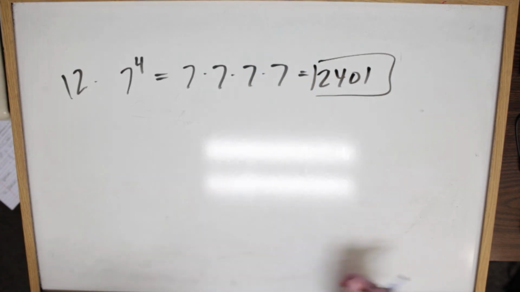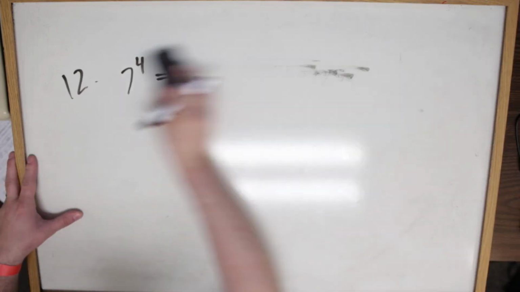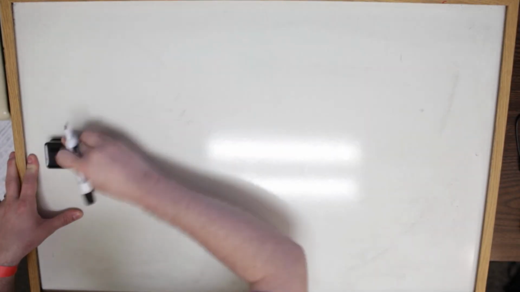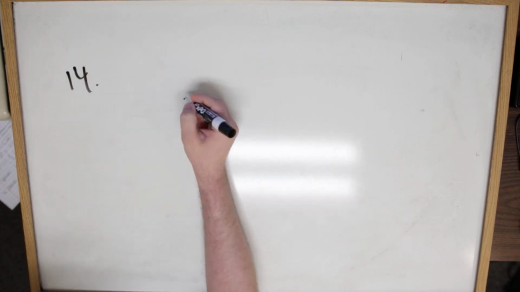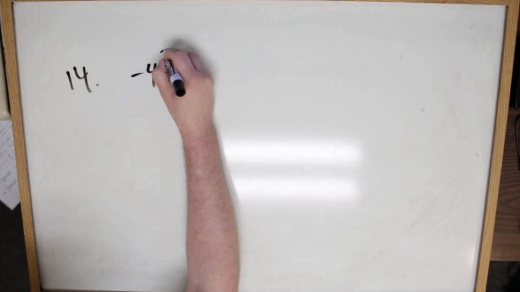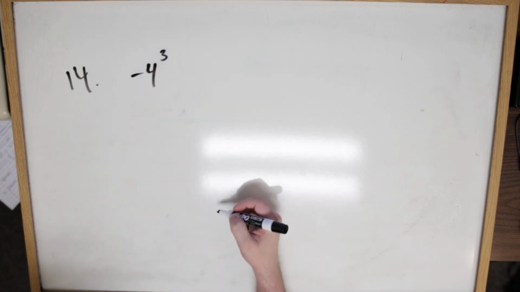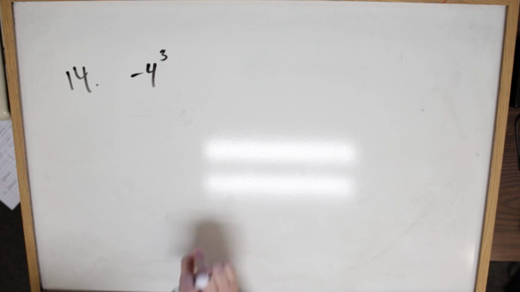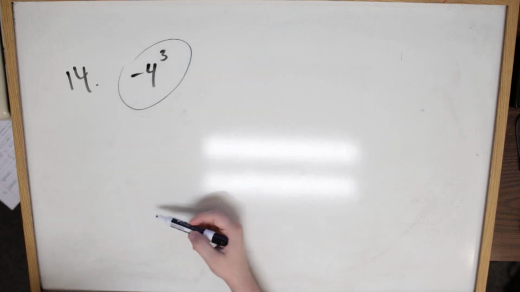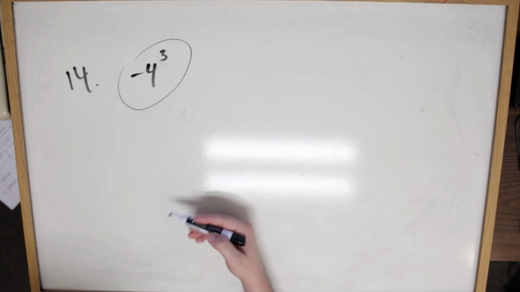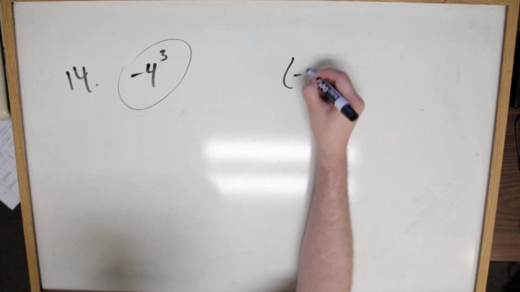Oh, real quick. I want to make sure that you guys are all aware of this, because this is actually a really important distinguishing factor when you look at exponents. Okay, so question 14. This is a perfect one. Minus 4 to the third power. Okay. There is an important distinction between something that looks like this, minus 4 to the third, and this.